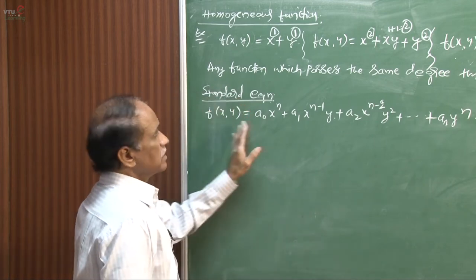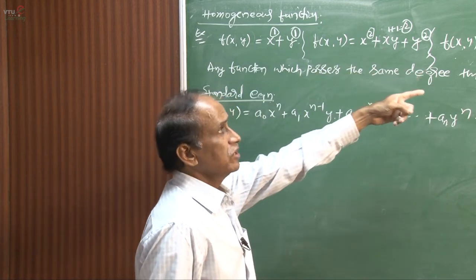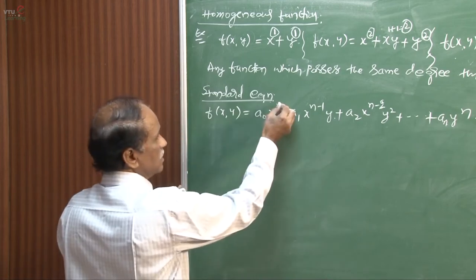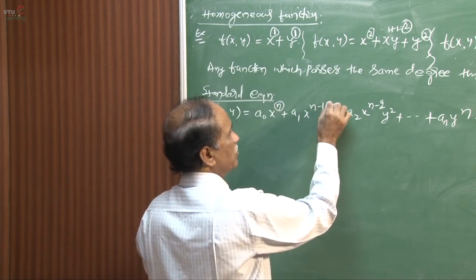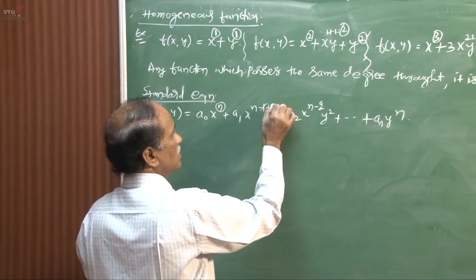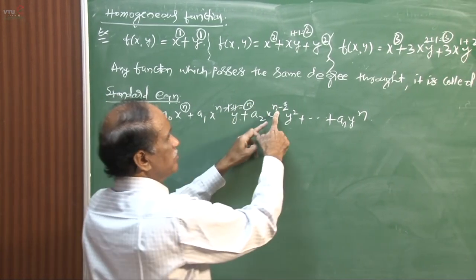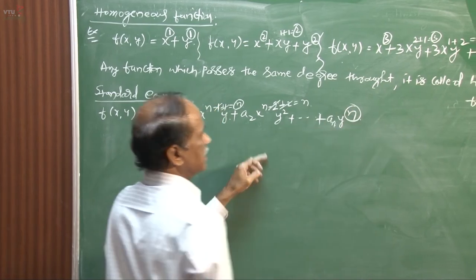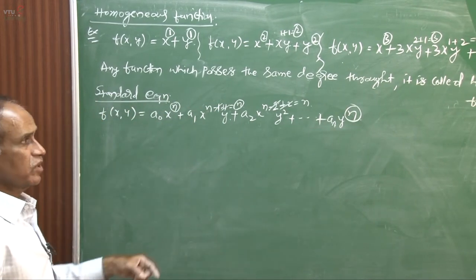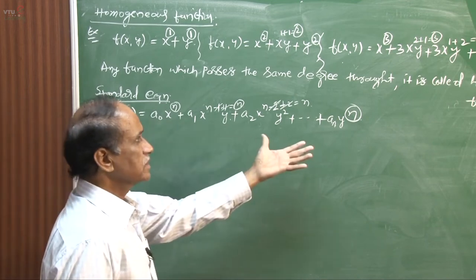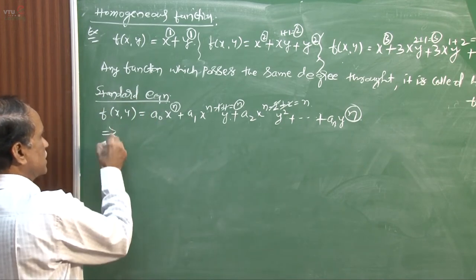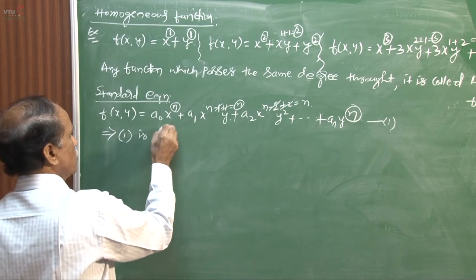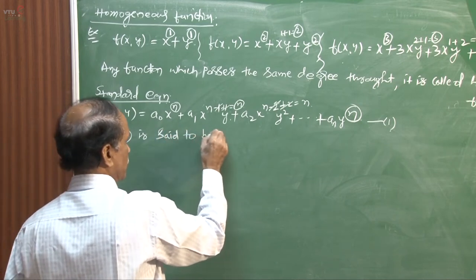Here this is a general form. This is a particular form. Particular means first degree, second degree and third degree. But this is called degree n, and here n minus 1 plus 1. This is y degree 1. This 1 cancels, that is equal to n. And here n minus 2 plus 2, this cancels, you will be getting n. So throughout it is called an nth degree polynomial equation. This is called homogeneous of degree n. I will write like this. If you take this as equation 1, equation 1 is said to be homogeneous.